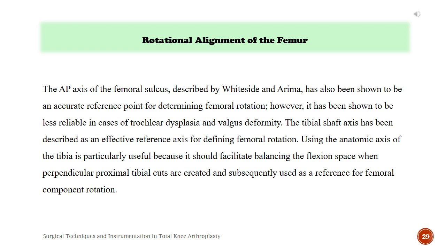The tibial shaft axis has been described as an effective reference axis for defining femoral rotation. Using the anatomic axis of the tibia is particularly useful because it should facilitate balancing the flexion space when perpendicular proximal tibial cuts are created and subsequently used as a reference for femoral component rotation.